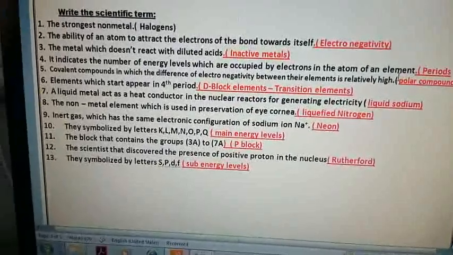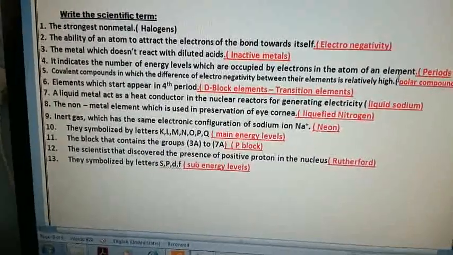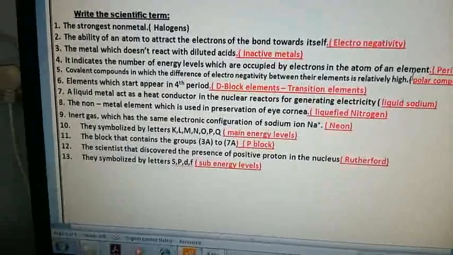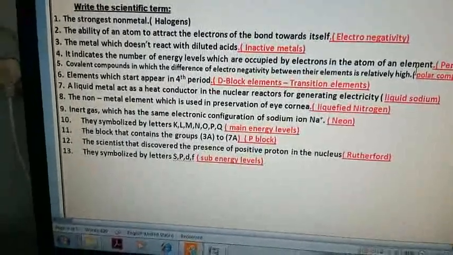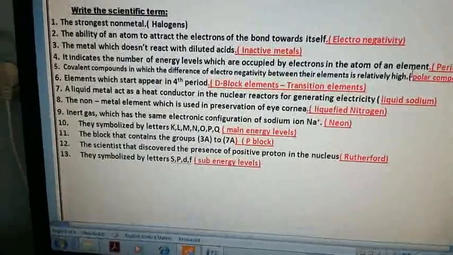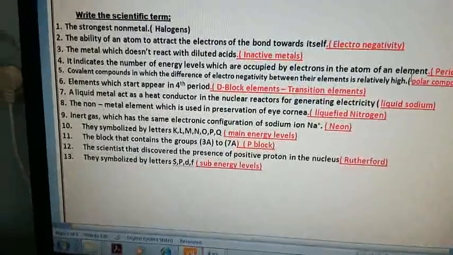Number 8, the non-metal element which is used in preservation of cornea is liquefied nitrogen. That's why, because its boiling point equals negative 196. Number 9, inert gas which has the same electronic configuration of sodium ion, yes, is neon.